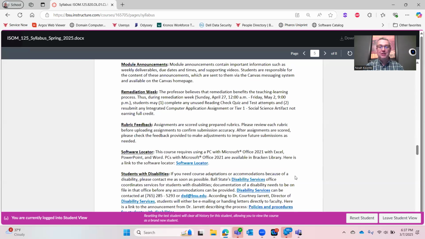Module announcements. These contain important information such as weekly deliverables, due dates, due times, and supporting videos. Students are responsible for the content of these announcements, which are sent to them via the Canvas messaging system and available on the Canvas homepage.